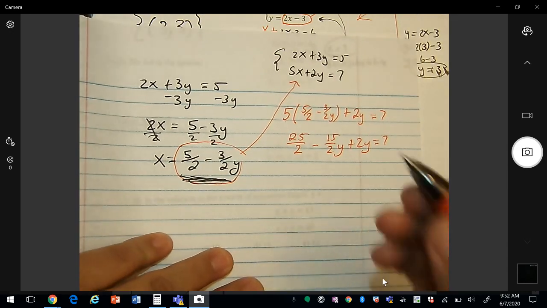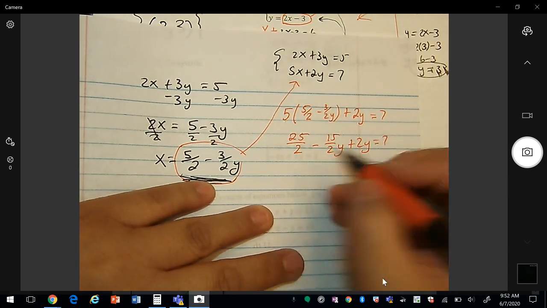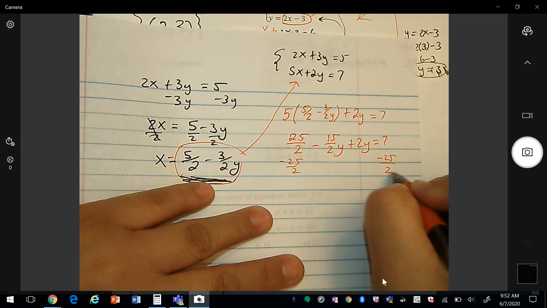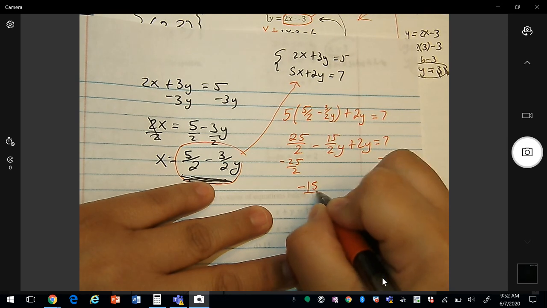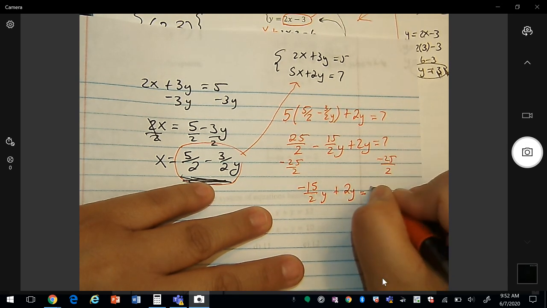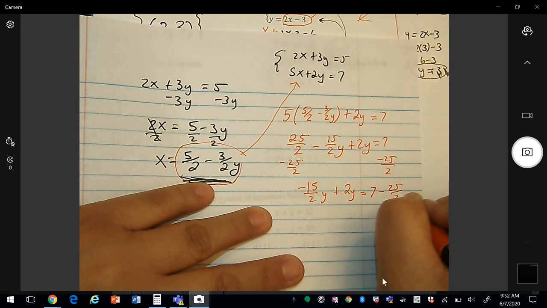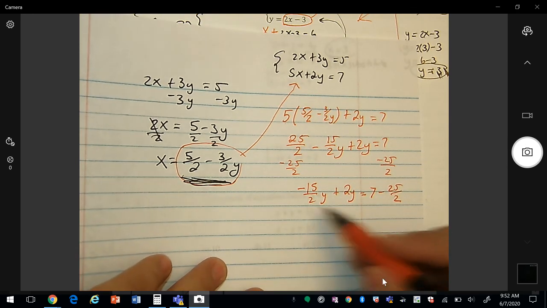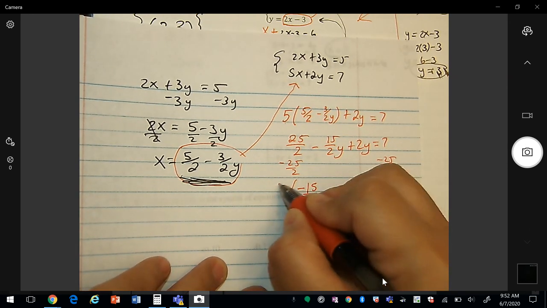We need all the y's on one side and all the numbers on the other. So I'm going to subtract 25 halves. So I end up with negative 15 halves y plus 2y is equal to 7 minus 25 halves. If you don't want to deal with fractions, you can multiply everything by that too. So let's go ahead and do that.